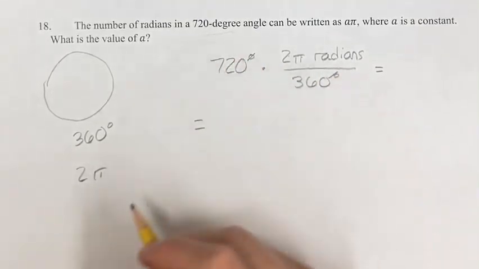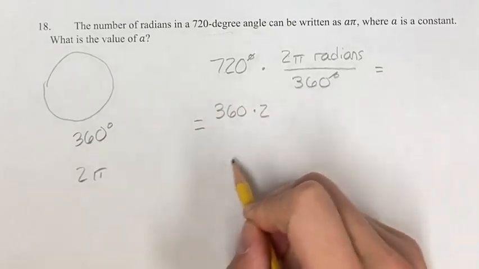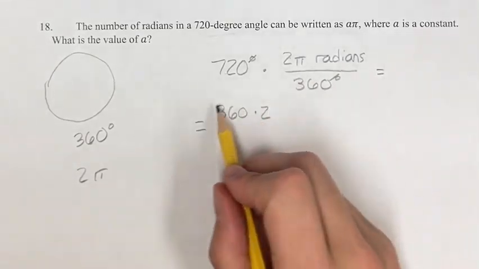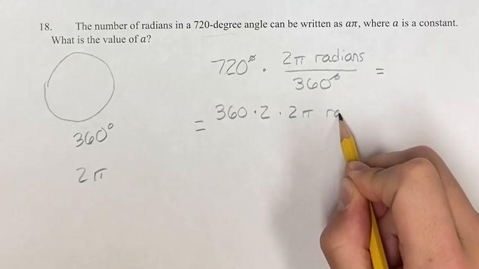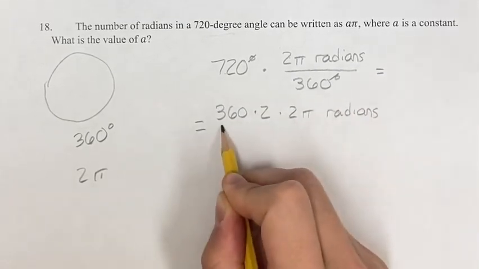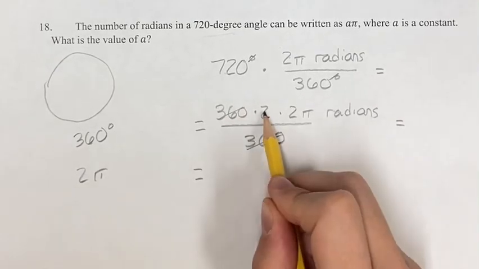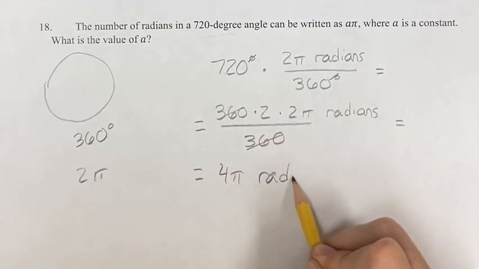And so if we have 720, we can think of that as 360 times 2. I'm doing this because you can't just plug this into your calculator, because it's the no calculator section. So 360 times 2 is 720, and then that's times 2 pi radians, and this is over 360. These 360s cancel, so that's why I did that. And we're left with 2 times 2 is 4. Don't forget the pi radians.